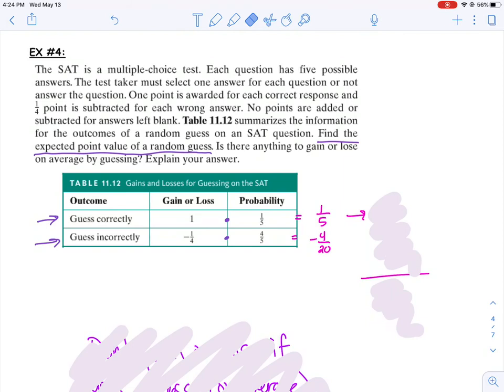Now, I'm adding fractions, correct? And remember, when we add fractions, we need a common denominator. So I'm going to make mine into common denominators, I can actually reduce that 4 over 20 into a negative 1/5. So then I have a common denominator, and I can add my 1/5 plus my negative 1/5. Uh-oh, what happens? Don't we end up just getting 0? So what the heck does this mean?